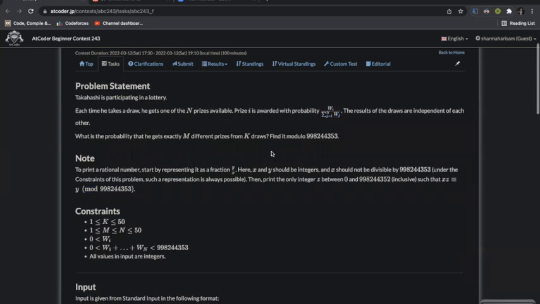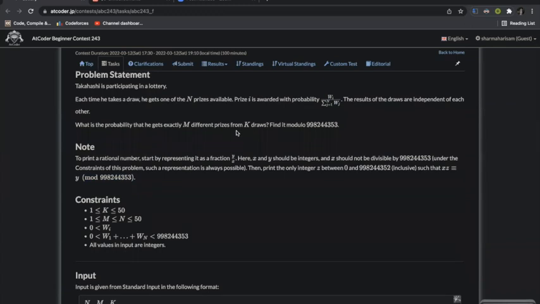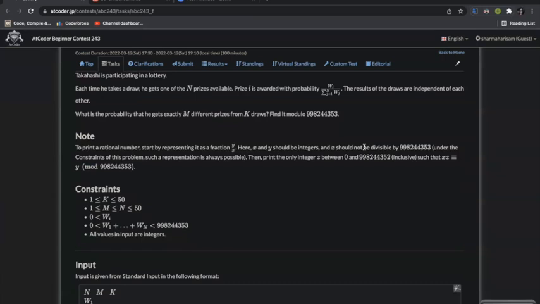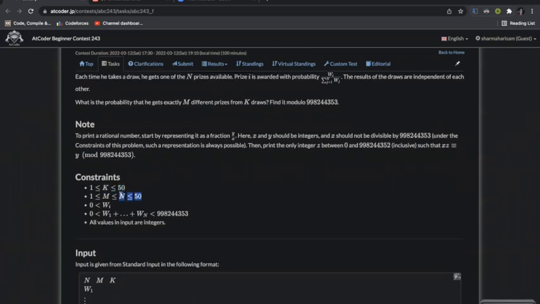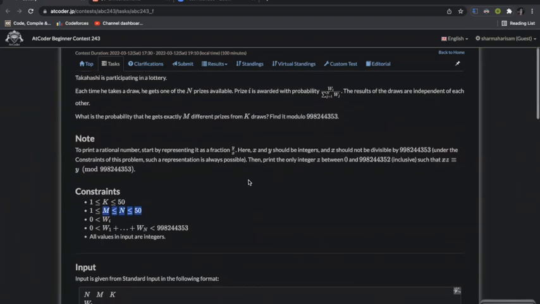And finally, what we need to tell is the probability that we will get exactly m different prizes from k draws. We need to find this probability modulo this number. So this is the problem. This is a very simple problem statement; a general AtCoder problem statement is very nice and neat, but the solution can get quite complicated sometimes. Also notice the constraints here: k, the number of draws, is up to 50, and m and n are also up to 50. So the number of prizes and the number of draws are all up to 50. The problem statement is simple.